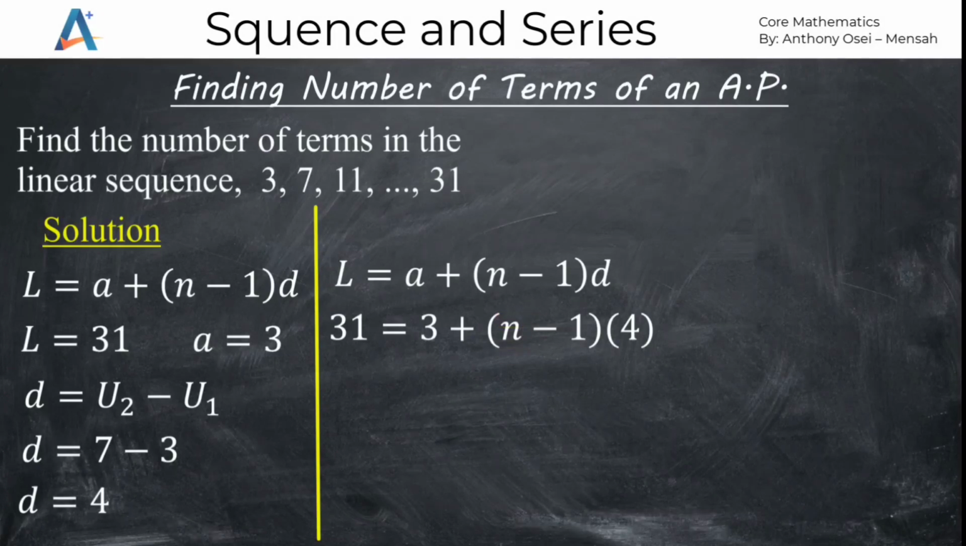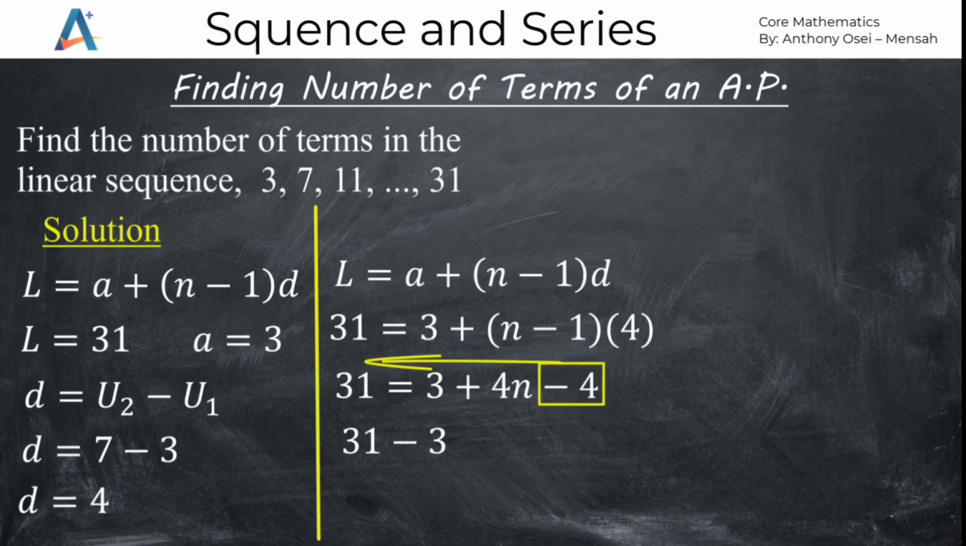So we expand to remove the bracket. So 31 is equal to 3 plus 4 times n is 4n. Then 4 times negative 1 becomes negative 4. Now group all like terms. That is to say, group the constants to the left-hand side. So 31, the constant 3 crosses to become minus 3, and the constant negative 4 crosses to become plus 4, which is equal to 4n. That is the n value.